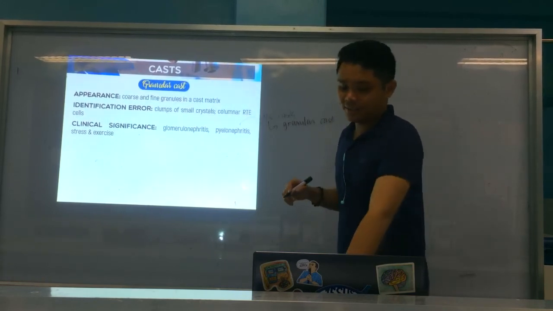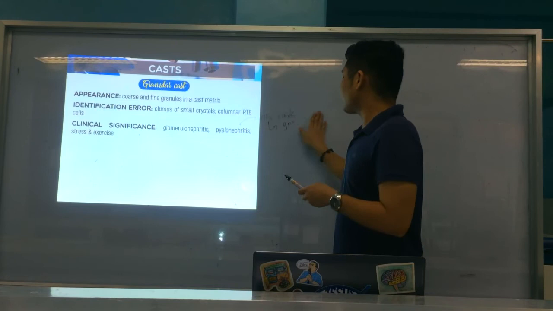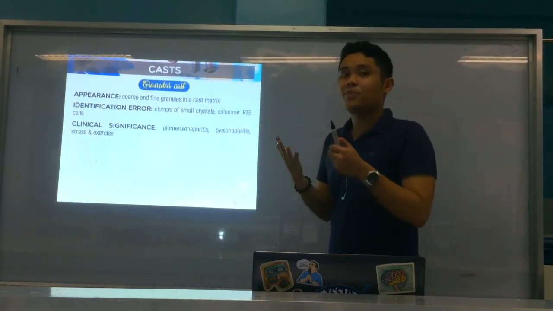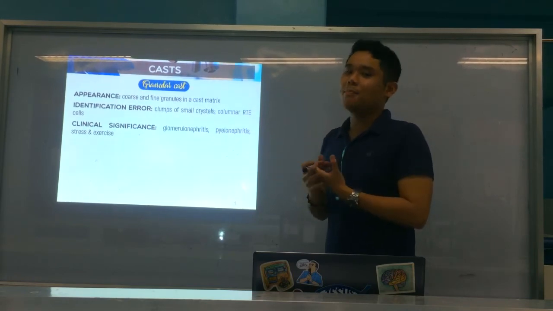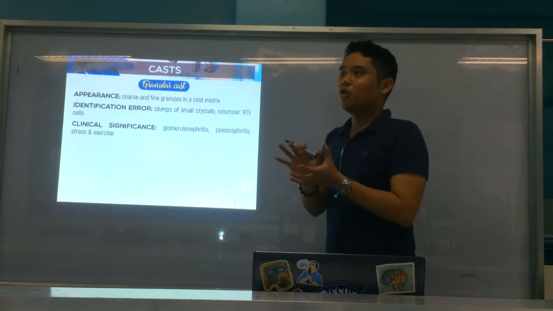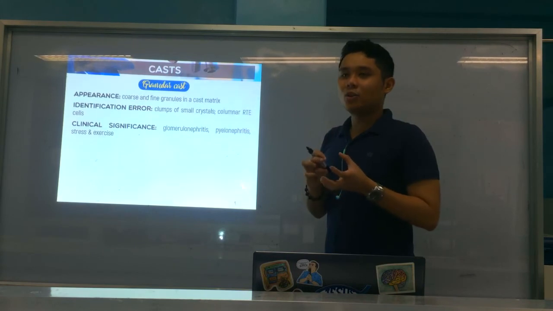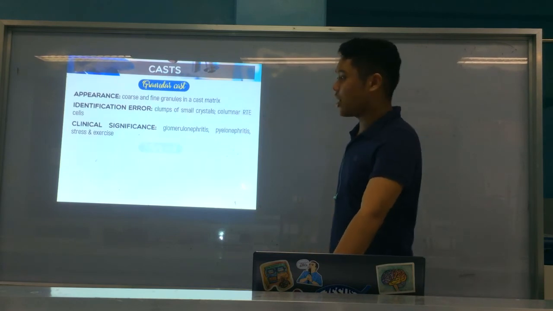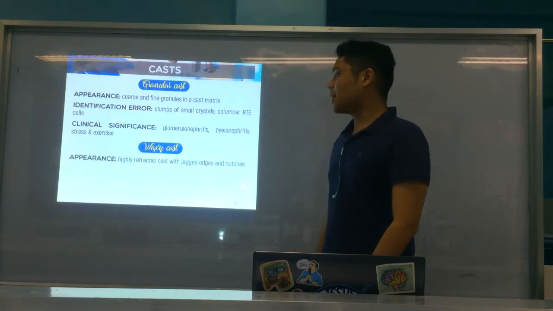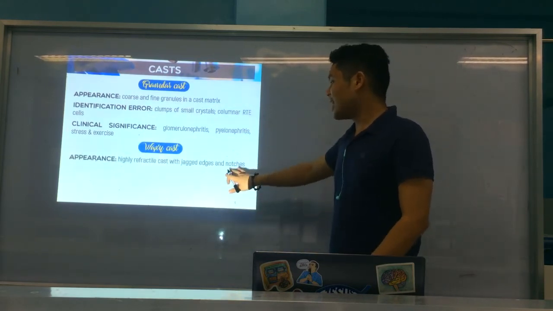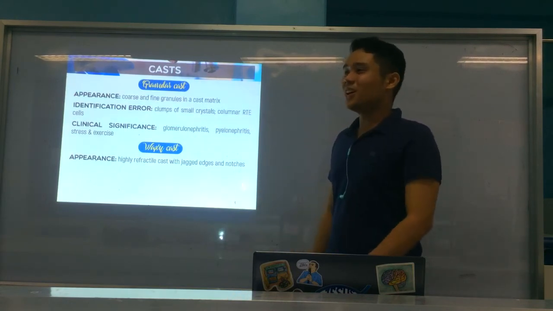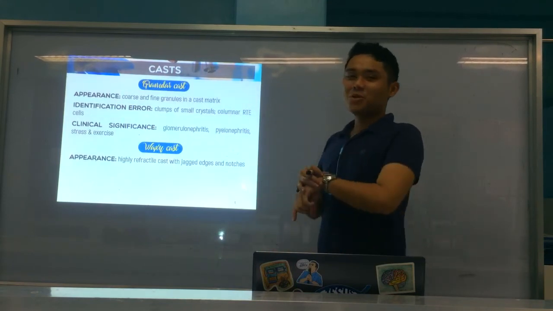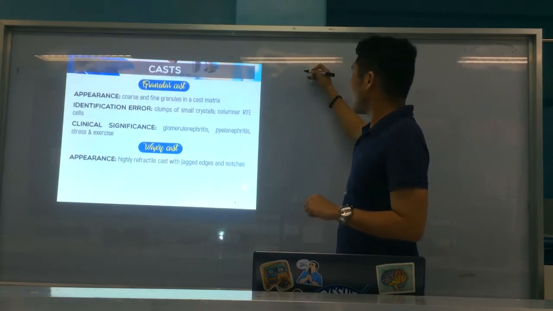Now, if your granular cast stays in the tubules and is not released, it will disintegrate further and its appearance becomes shiny. Since all the materials and cells in it have disintegrated, its surface clears out and it becomes a waxy cast. Your waxy cast is highly refractile, with jagged edges and notches.